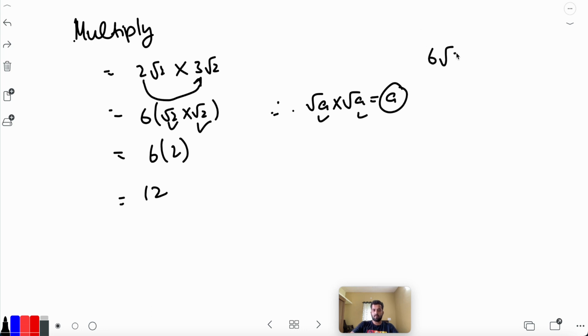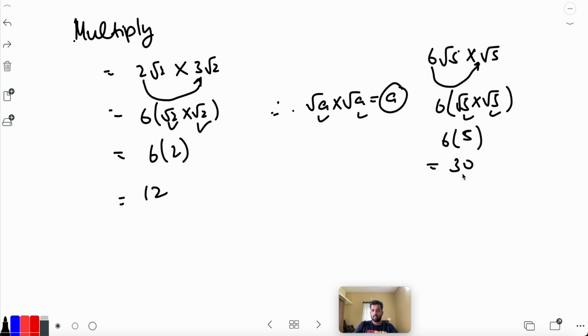Like this we just need to multiply. Again, if we have assumed 6 root 5 into root 5. So 6 into 1, 6 only. Now root 5 into root 5. Again, both values are the same, so 5 only, and the final answer is what? 30. Like this way you need to multiply.